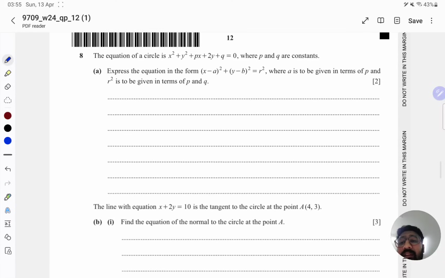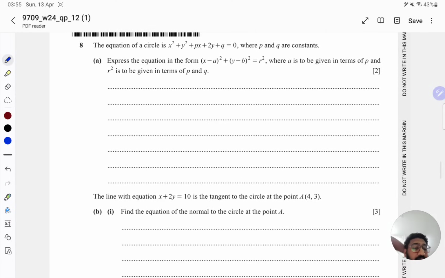The question number 8: the equation of a circle is x squared plus y squared plus px plus 2y plus q equals 0, where p and q are constants. Express the equation in the form of an equation of a circle. So we just need to make it look like the equation of a circle, so that's easy. So x squared plus px plus y squared plus 2y is equal to minus q.